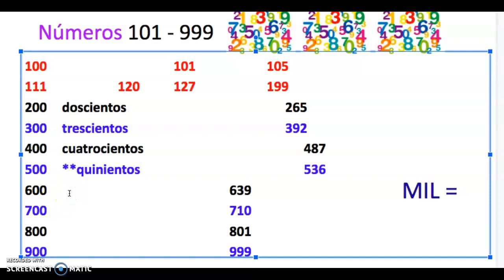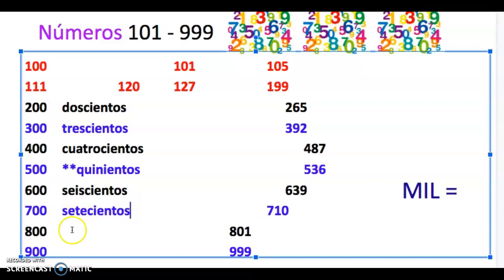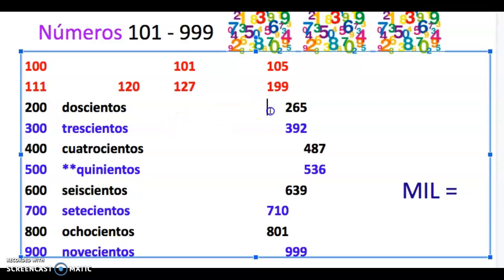Back to the easy ones. 6 is seis. Add your hundreds, cientos. Now 7 is siete. That's a lot of syllables. So they abbreviated it to sete. They just got rid of the I and put the cientos in there. 8 is ocho. Plop on your cientos. Now, nueve, again, has a lot of syllables, so they make it sound more like noventa. Novecientos. When you're making the big numbers, you write them just like you say them.